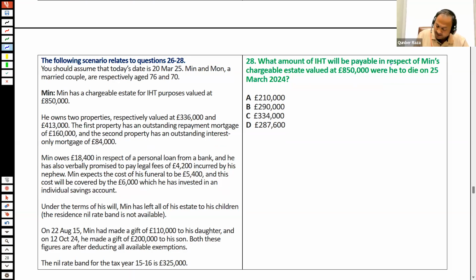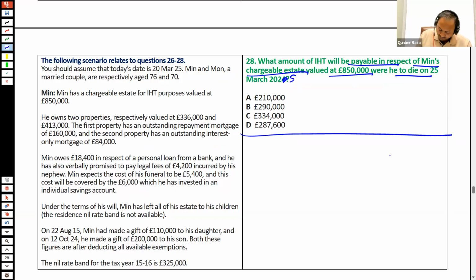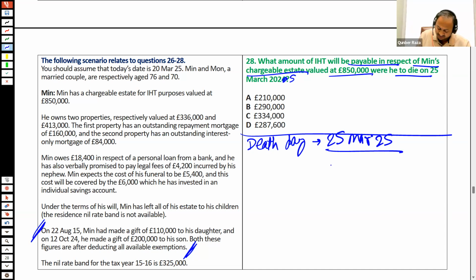What amount of IHT will be payable in respect of Min's chargeable estate valued at 850,000 were he to die on 25th March 2025? It's not 24, it's 25. Typo error. The question is how much IHT would be payable, right? So, first of all, his death day is 25th March 2025.